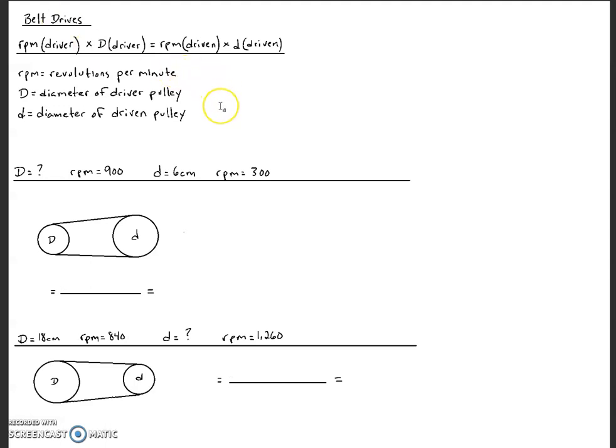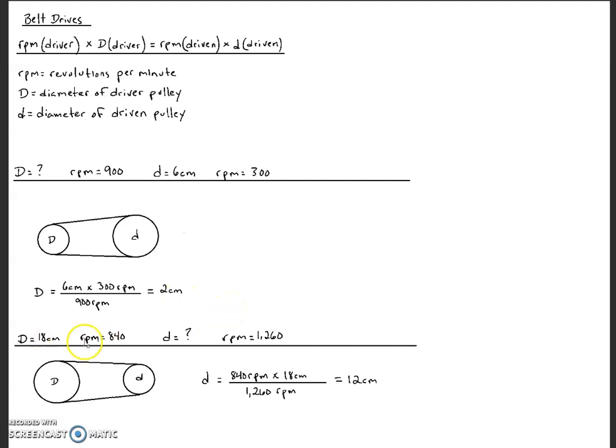So if we continue, give this a shot here. We want to know what the diameter of the driver pulley is. It has an RPM of 900. Our driven pulley is 6 centimeters with an RPM of 300. Pause the video, and we'll be back. And the answer here is 2 centimeters for the driver. So again, we're applying the ratio here, and we end up with 2 centimeters.